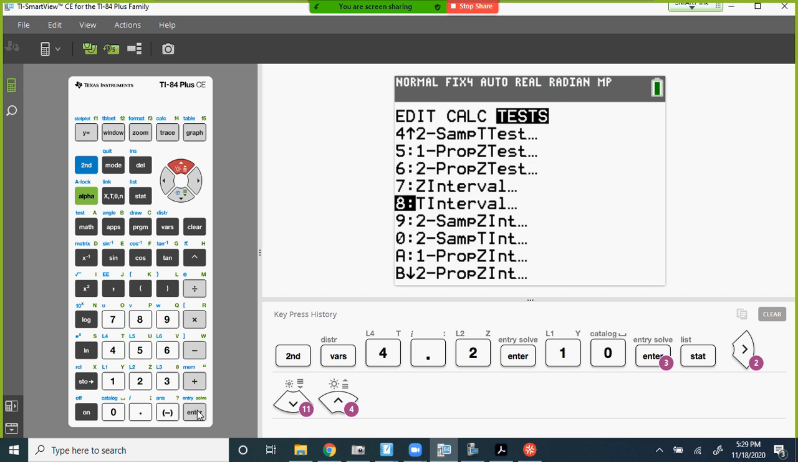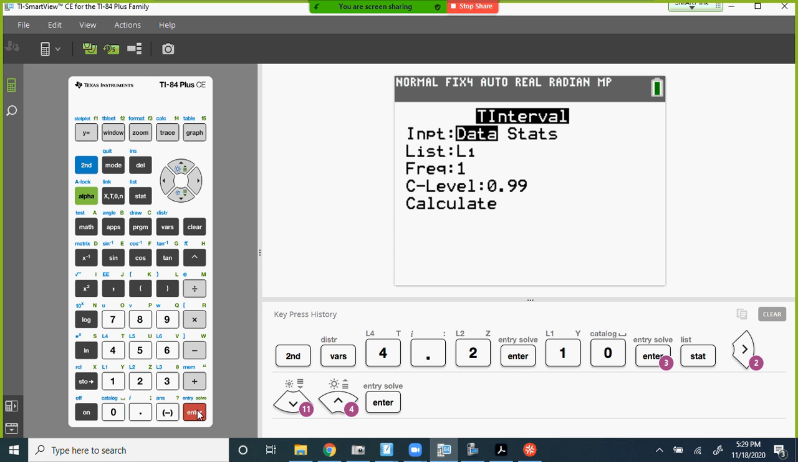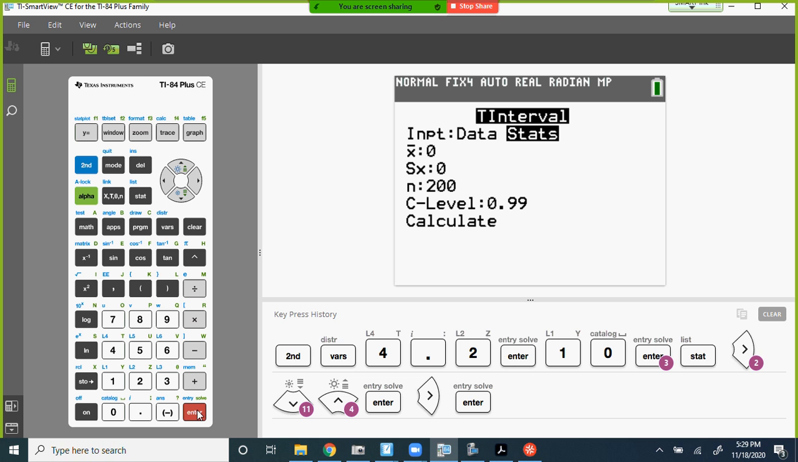If I hit that, it gives me two inputs. I can input data, taking the data itself, the pennies, and typing all 17 of them in, and it would calculate it. Or I could say, okay, let's do it from stats. If it does it from stats, then it's looking for the mean of the sample, the standard deviation of the sample, the number in our sample, the n, and the confidence level.